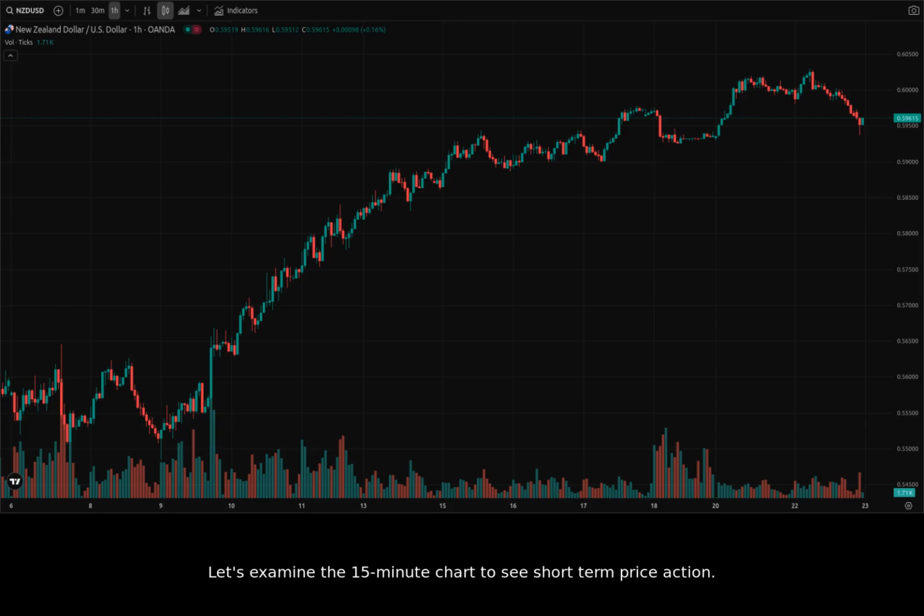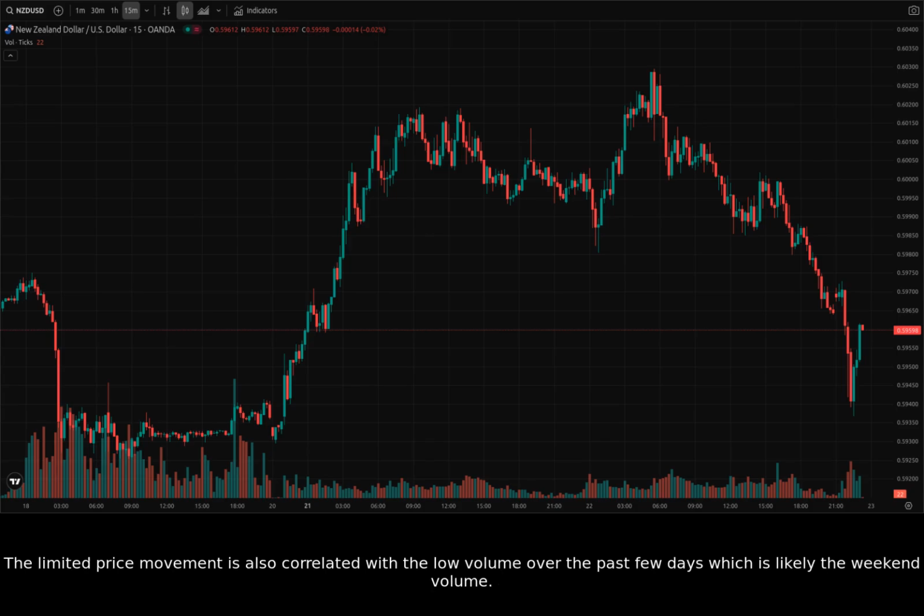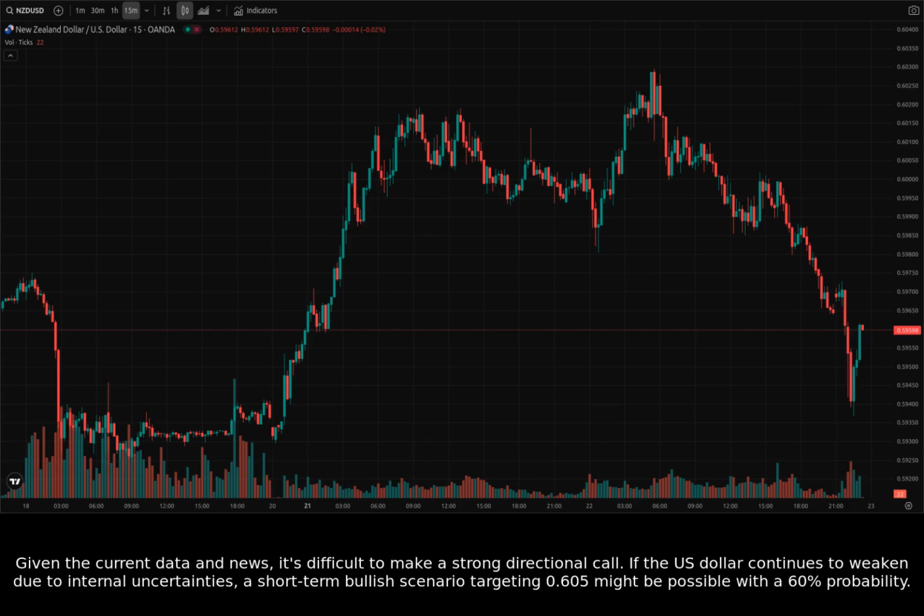Let's examine the 15-minute chart to see short-term price action. On the 15-minute chart of April 20th to 21st, the trading is consolidated without clear movement. The price seems indecisive around the 0.598 to 0.600 range. The limited price movement is also correlated with the low volume over the past few days, which is likely the weekend volume. Given the current data and news, it's difficult to make a strong directional call.